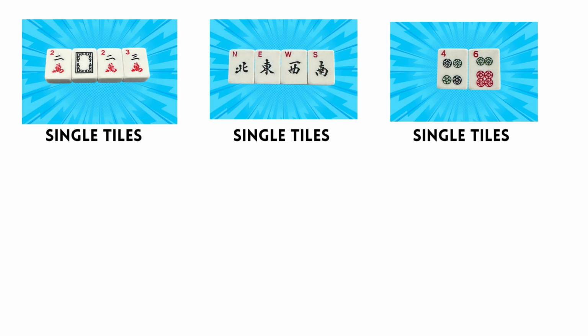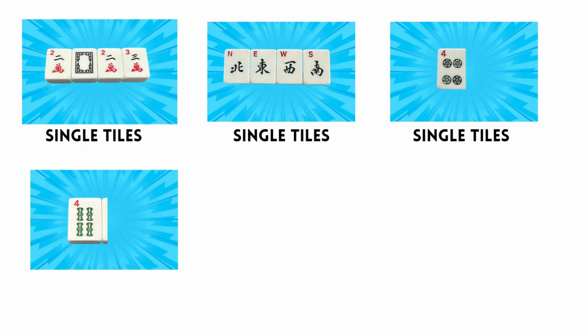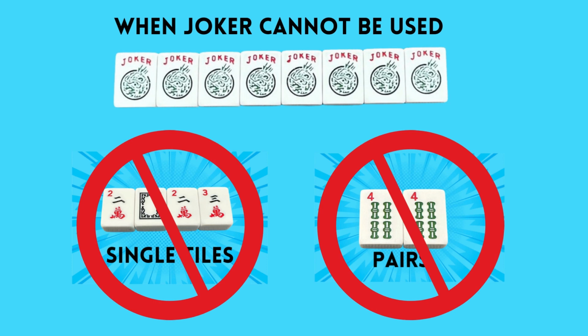Our next grouping is the pair, and a pair are any 2 tiles that sit next to each other that match. Now this can be any tile with the exception of the joker. A pair can be 2 flowers, 2 dragons, 2 wind tiles, 2 suit tiles. But keep in mind, as we learned earlier, you cannot use a joker in either a single grouping or in a pair.